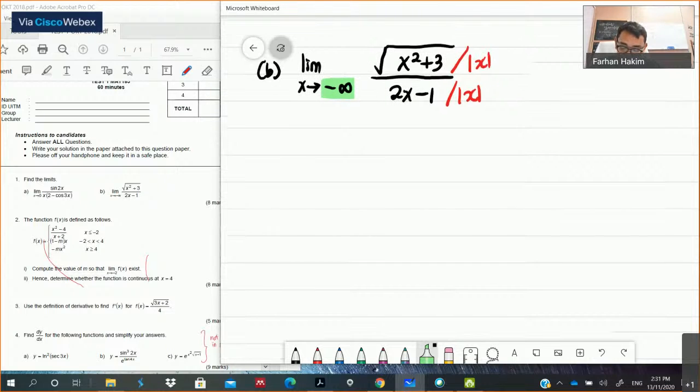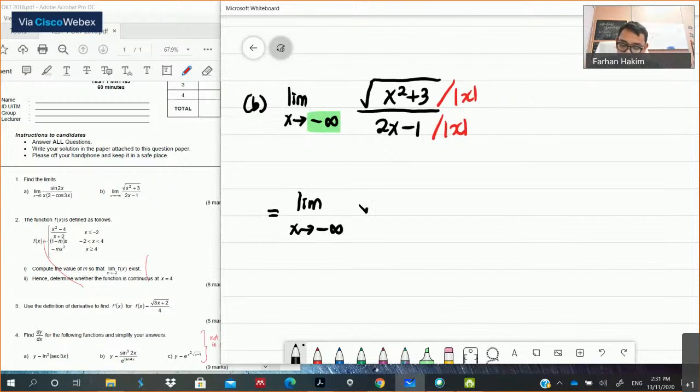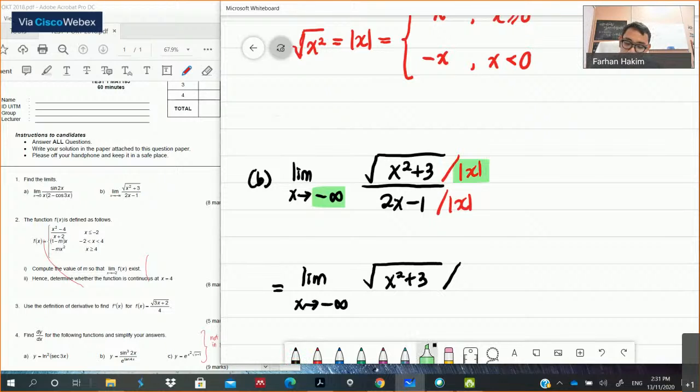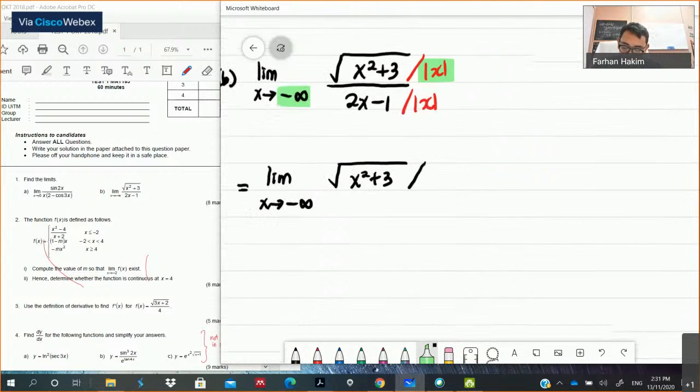In the next step, we have to choose the function based on what we've just written. The square root of x squared plus 3 will be divided by this part, because we want to use the square root of x squared now.